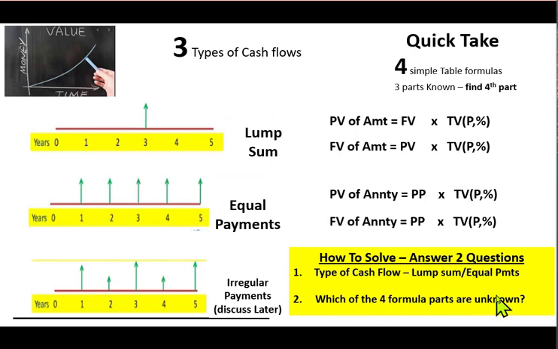This is the unknown, and usually, notice all these formulas have four pieces to them. There's a present value, in this case a present value of an amount, a future value, a number of periods, and an interest rate. That's 4 pieces. Each of these table formulas has 4 pieces. You'll be given 3 of them, and you're trying to find the 4th unknown piece.